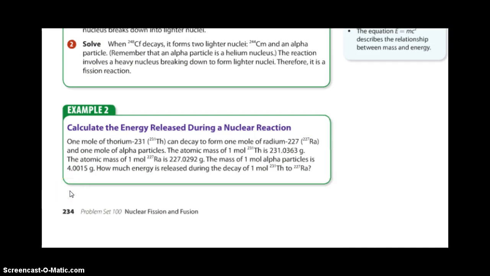Calculate the energy released during a nuclear reaction. 1 mole of thorium-231 can decay to form 1 mole of radium-227 and 1 mole of alpha particles. The atomic mass of 1 mole of thorium-231 is 231.0363 grams. The atomic mass of 1 mole of radium-227 is 227.0292 grams. The mass of 1 mole of alpha particles is 4.0015 grams. How much energy is released during the decay of 1 mole of thorium-231 into radium-227? Alright, so hit pause if you can do it on your own.